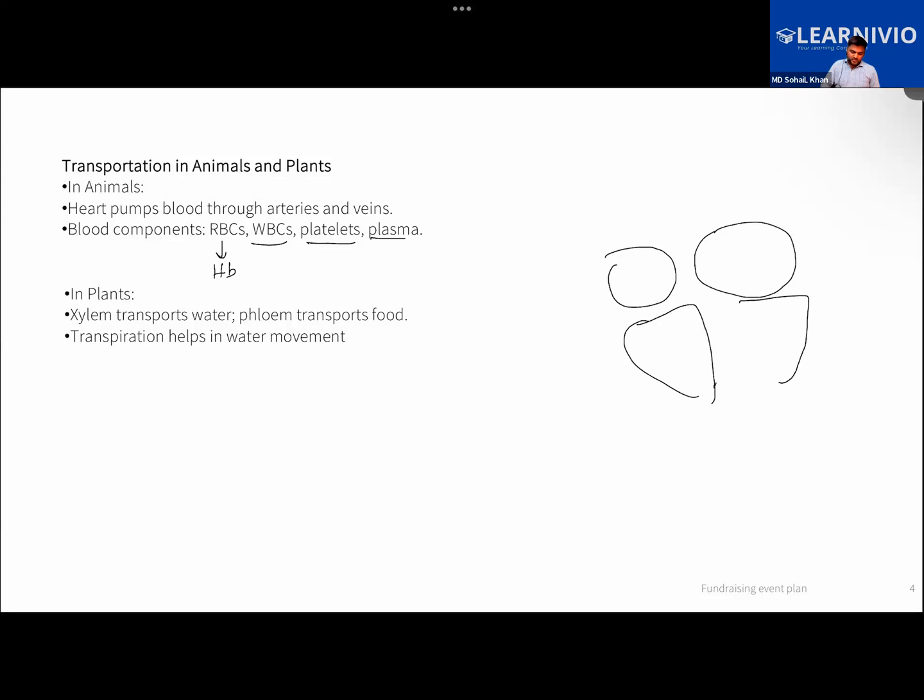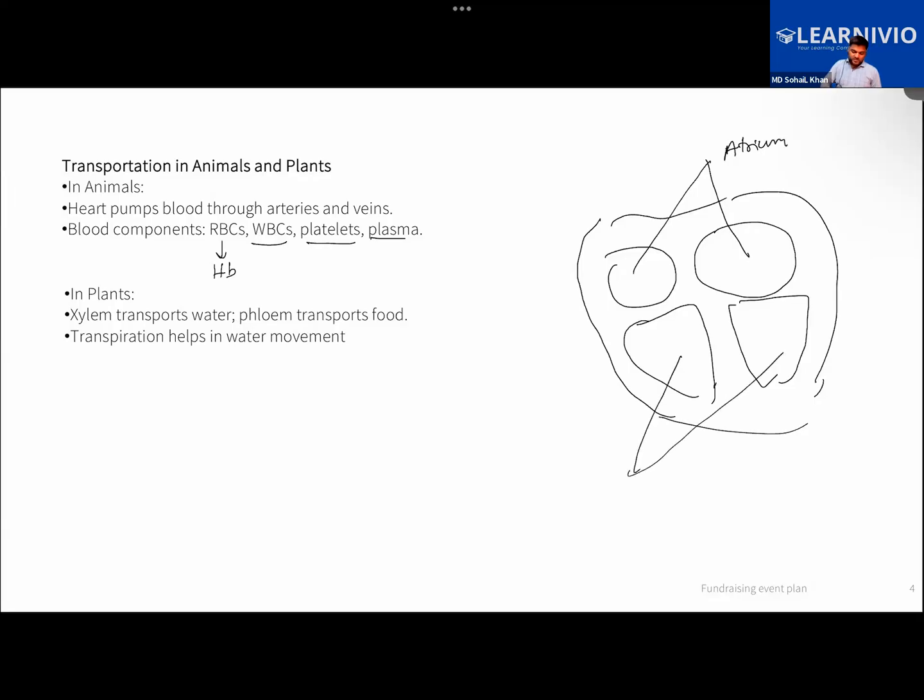The upper chambers, like let's say I have drawn a rough diagram of the human heart. The upper chambers, these two, are called atrium, and the lower chambers are called ventricles. This is the right atrium, this is the left atrium. This is the right ventricle, and this is the left ventricle.